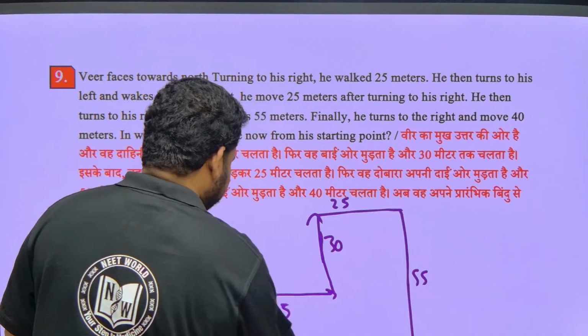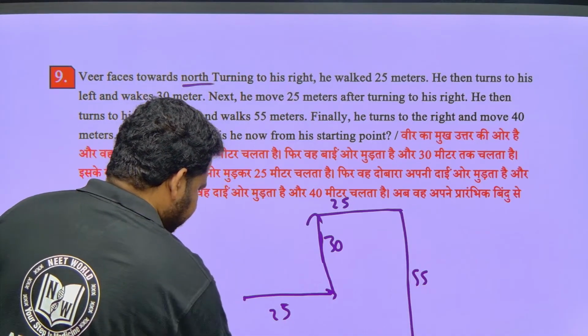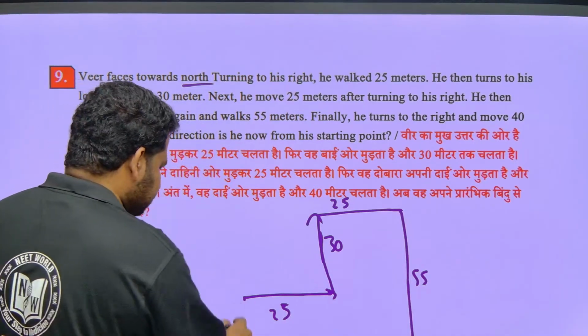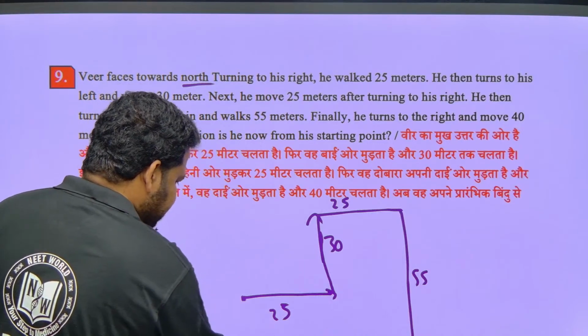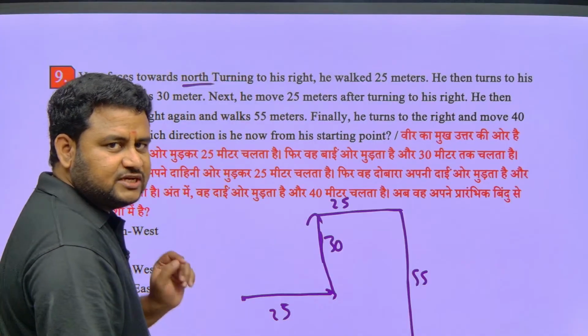This is 25. This is 25. He will be somewhere close here, but not exactly at this point. This will be 40 meters. Now if you see this, from the starting point, he is here. But what is the direction? Directly I can tell you it is in the southeast direction. But how? I will tell you.